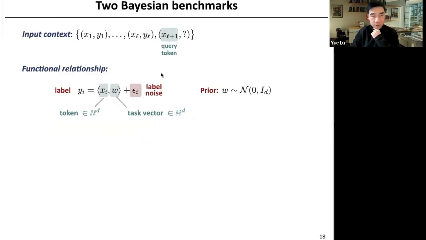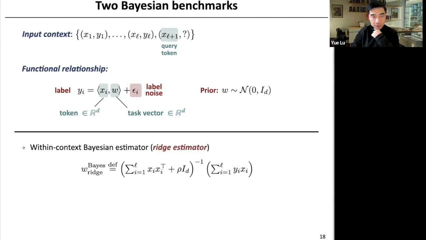So going back to the original motivation of our work, there are two Bayesian benchmarks. The first benchmark is that if the neural network is aware of the entire probability distribution, in particular, it knows the distribution from which the task vector is sampled, then the optimal strategy is to perform ridge estimation with the correct ridge parameter set equal to rho. And this is the Bayesian optimal performance.